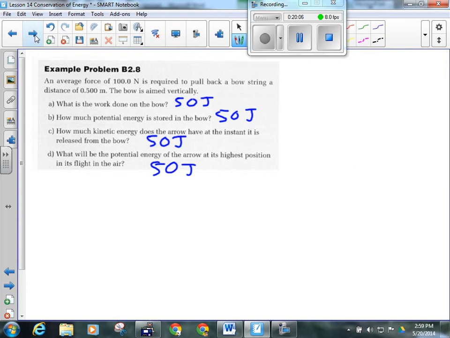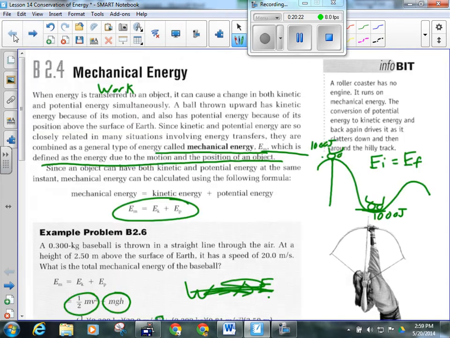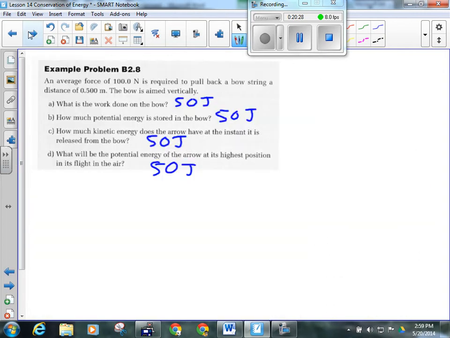Okay, so let's look at this problem here. This kind of puts the work energy theorem stuff together with the law of conservation of energy stuff. If I use an average force of 100 newtons to pull back a bowstring half a meter, okay, the bow is aimed vertically. So it's just like the picture that we saw here. Okay, this girl has got the bow aimed vertically upwards. All right. So if she does this, she pulls back with 100 newtons, half a meter.